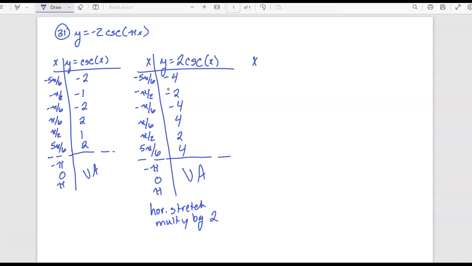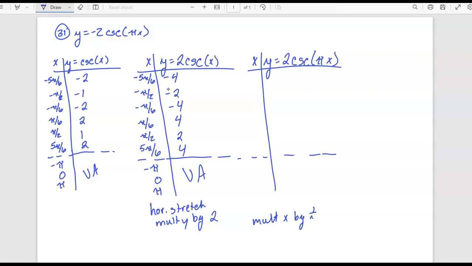Okay, now we also have another one of these going on, and that's being caused by the pi, which is affecting the x's. So let's think about what it's doing here. We're going to end up multiplying the x's by the reciprocal of pi, which is 1 over pi. So 1 divided by 3.14. This is going to be a horizontal compression.